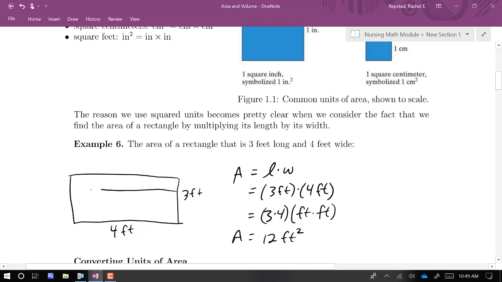You could also see that we can cut it up into these squares. And I know my drawing isn't quite drawn to scale because they look more rectangular than perfectly square. But you could count them up, right? We have 12 of these squares, square feet.